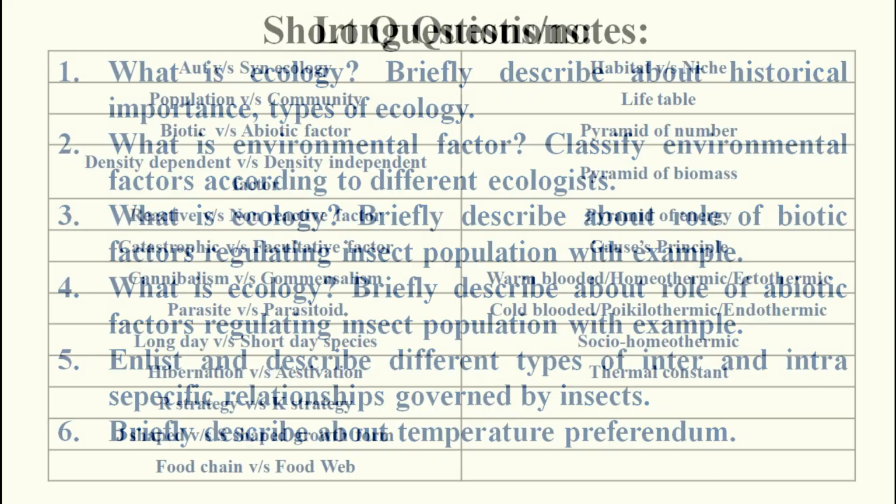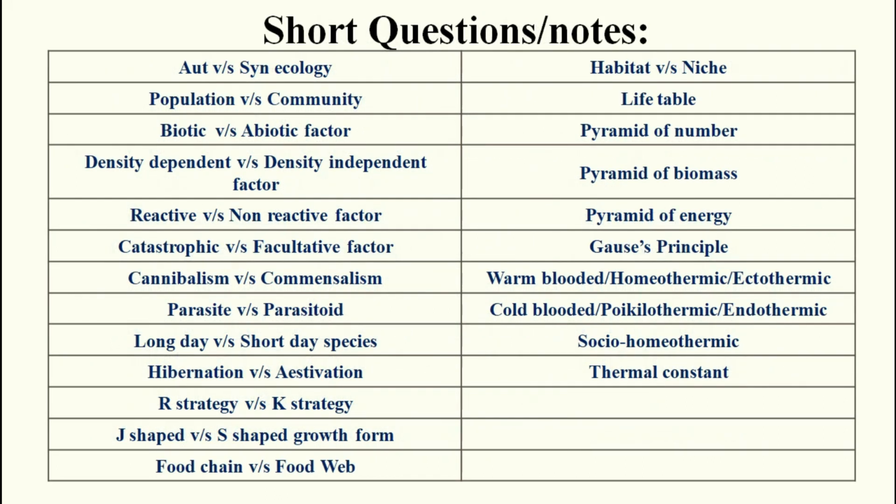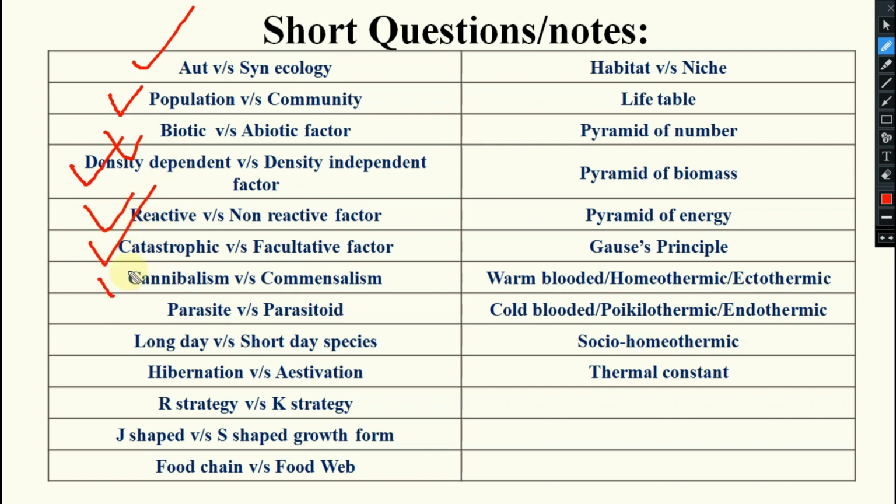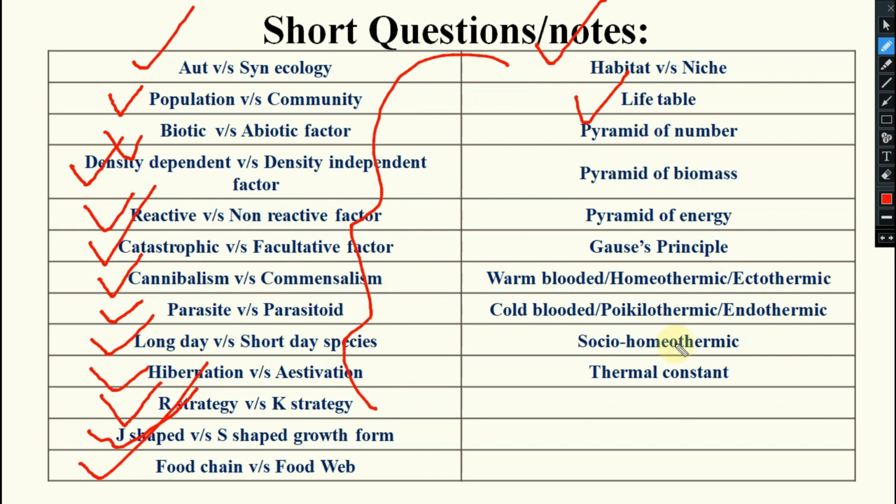Now coming to your short questions, short notes or differences. Here you can see some of the things I have given: the difference between ecologists and ecology, population and community, biotic and abiotic factor, density dependent and density independent, reactive and non-reactive, catastrophic, facultative, cannibalism, commensalism, parasite and parasitoid, long day and short day, hibernation and estivation, R strategy and K strategy, J shaped and S shaped, food chain and food web, habitat, decay, life table. These are all differences. This is for short notes.